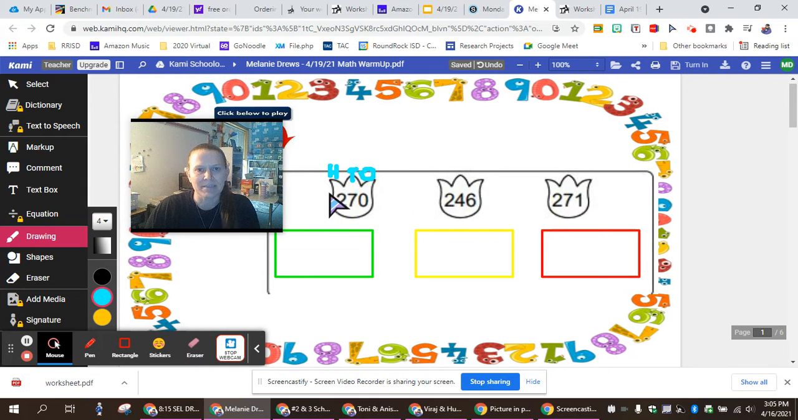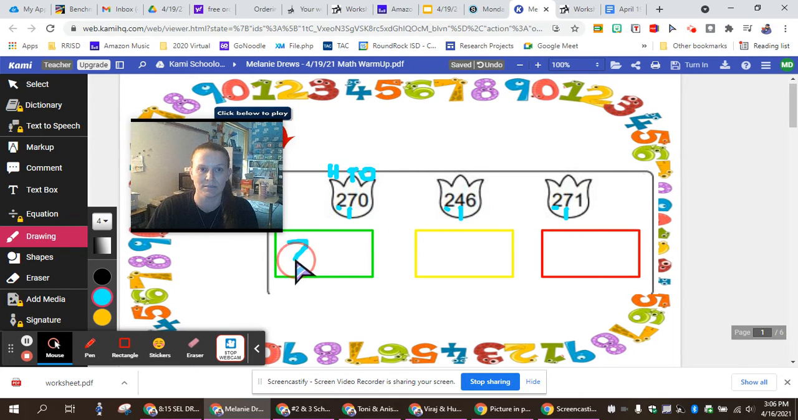Okay, so I'm going to look at the hundreds: 200, 200, 200. I have no idea which one's going to be the biggest because they're all the same size right now. They all have 200s. So I'm going to go next door to the tens. Okay, 7, 4, and 7. So I've got 7 tens, 4 tens, and 7 tens. Ooh, these are matching, so one of these is going to be the highest. I'm going to leave those alone, but I know this one is going to be the least.